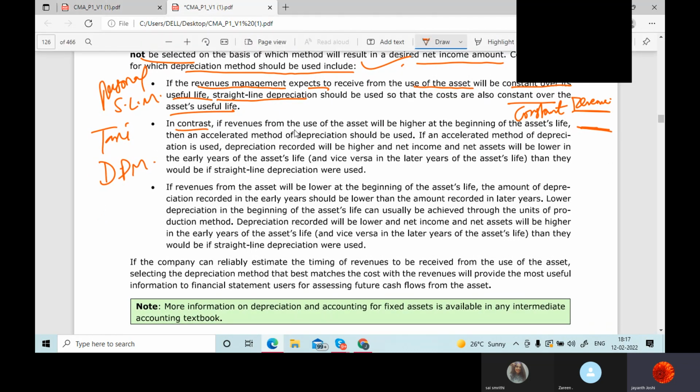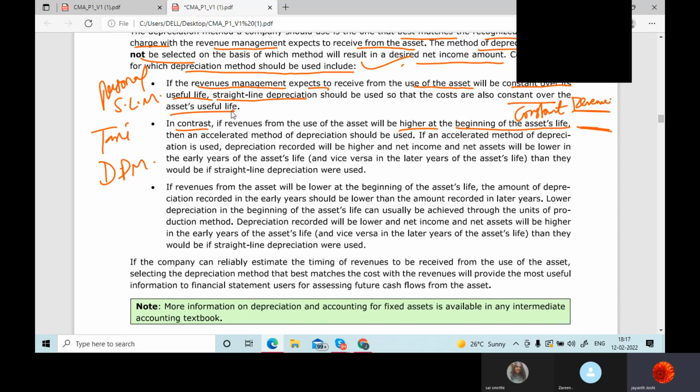In contrast, if revenues from the use of the asset will be higher at the beginning of the asset's life, then an accelerated depreciation method is better, because during the early years you'll be using the asset to the maximum. So double declining method or accelerated method would be a better option rather than straight line method. If an accelerated method of depreciation is used, depreciation recorded will be higher and the net income and net assets will be lower in the early years.